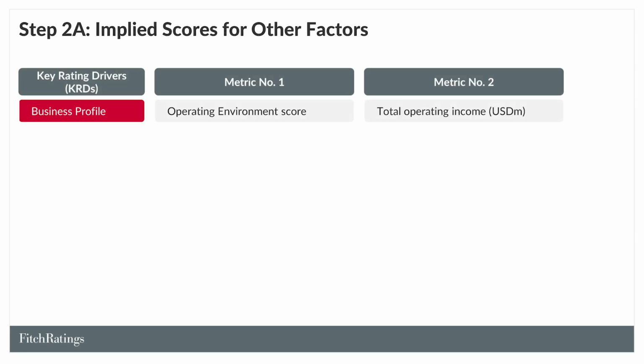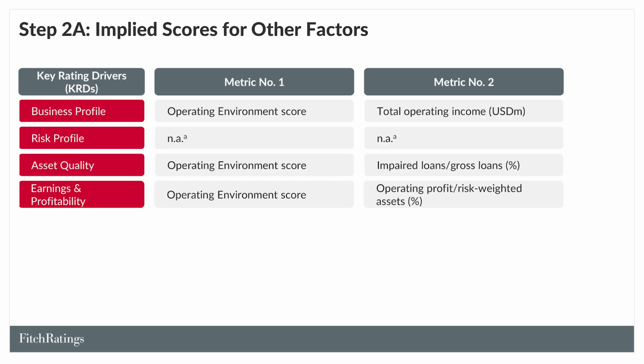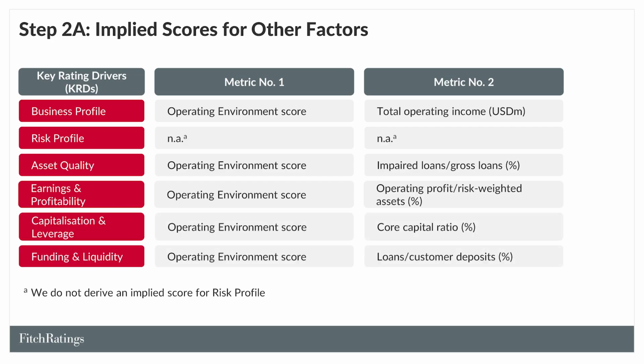The second main step in assigning a bank's VR is determining the scores for the 6 other key rating drivers, or KRDs. First, Fitch derives implied scores using 2-factor matrices for most rating drivers. The OE score is one of the 2 factors. The other factor in each matrix is a core metric most closely related to our assessment of the given driver. For example, the impaired loans ratio for asset quality. We use 4-year averages except for capitalization and leverage, which uses the latest available data point.